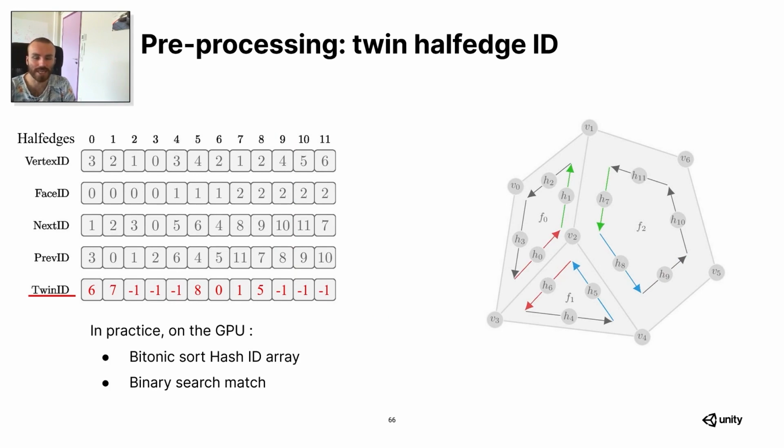To summarize, in practice, we need 2 steps. One is to generate a buffer with the hash IDs of each half-edge, and then we look for the presence of each half-edge's reverse hash ID in that buffer. We can do that using a binary search after sorting the hash ID buffer, and on the GPU, we do that using a bitonic sort.